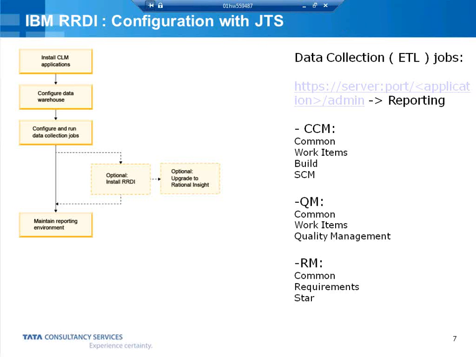So the data collection jobs vary for every tool. For CCM, it has data collection jobs like common, work items, field, and SCM. For QM, it is common, work items, and quality management. Again, for RM, it will be common, requirements, and so on.